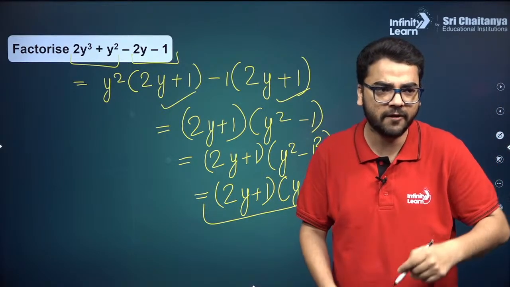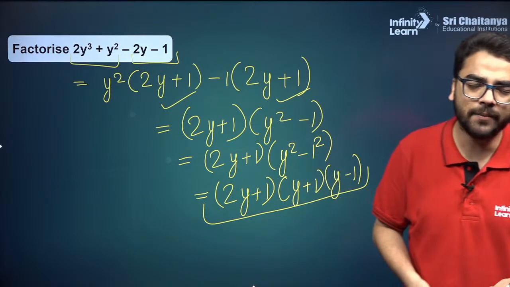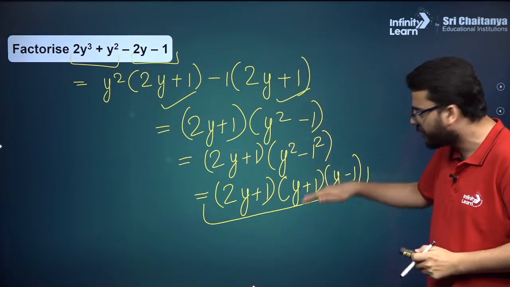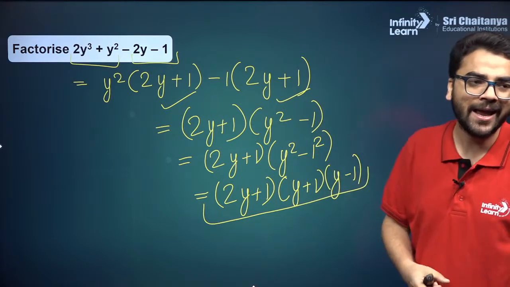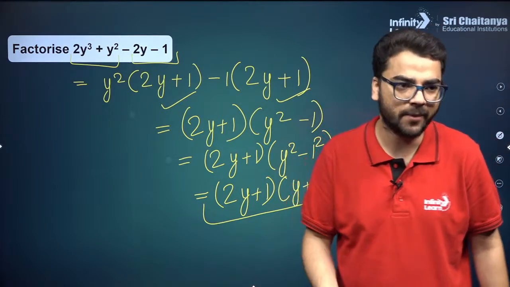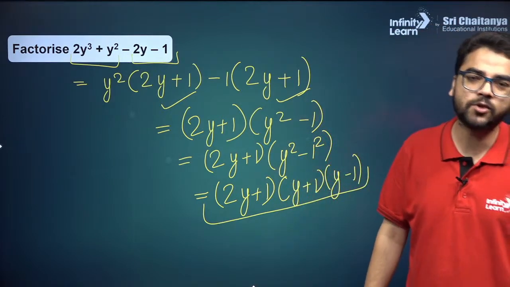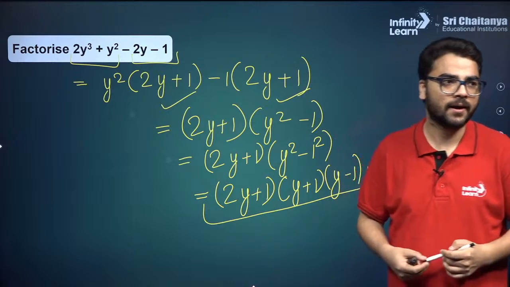Exactly, but it will be further factorized, Ajit. Y square minus 1, don't leave it like that, because it can be further broken down into a plus b, a minus b, that is y plus 1, y minus 1. I hope it is clear to every student in this session, right?